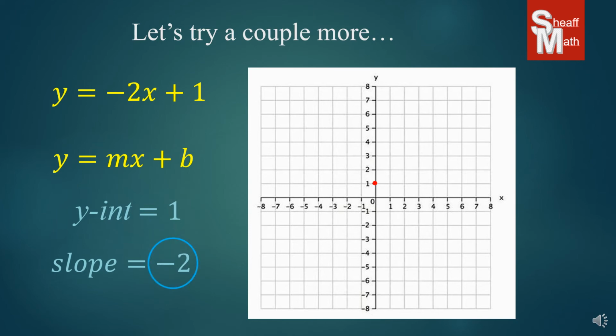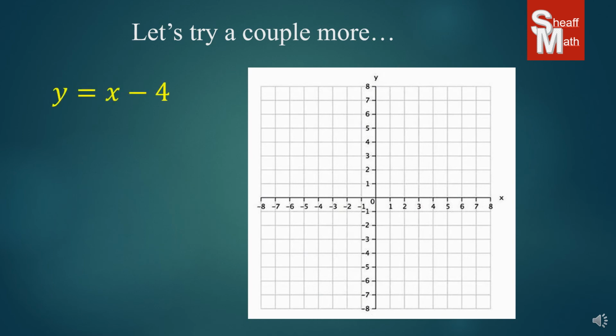But this doesn't have a rise over run, does it? Well, it really does, because negative 2 is really negative 2 over 1. So we go down 2 over 1. We do that from our y-intercept, down 2 over 1, down 2 over 1, and so on. Then we put our line through it, and we have graphed it. Not so bad.